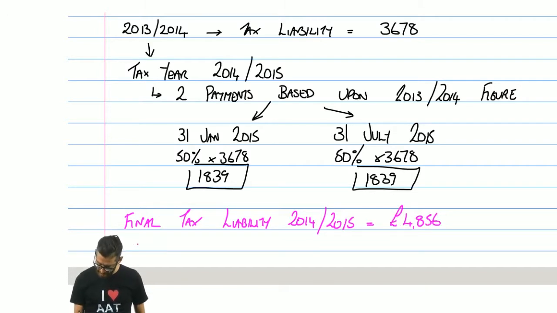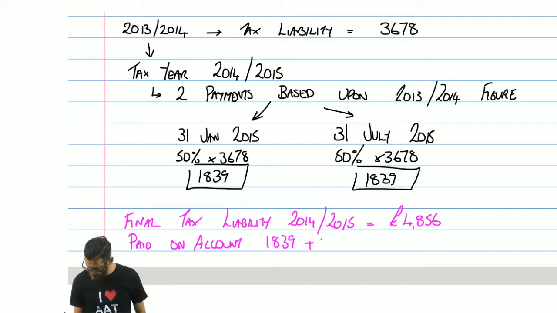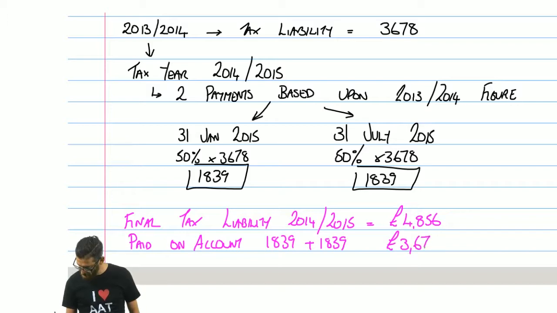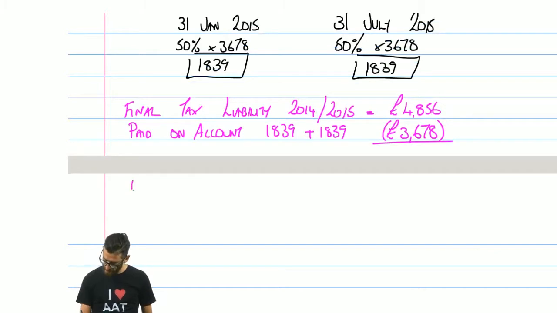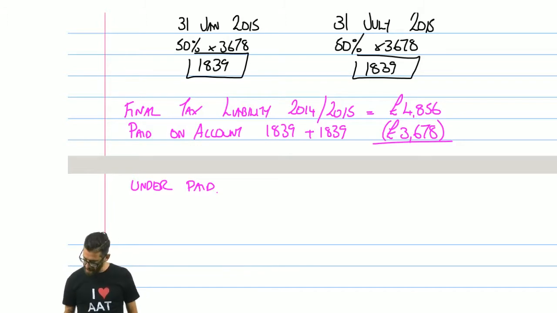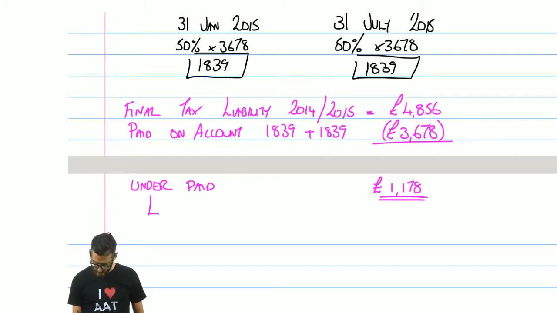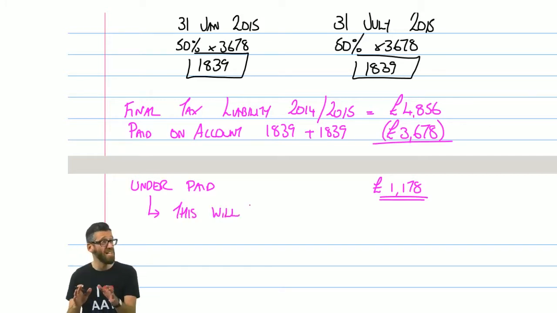Now, we have paid on account 1839 plus 1839, we have paid 3,678, which means we have underpaid here, the difference being 1,178. And subsequently, this will be paid.